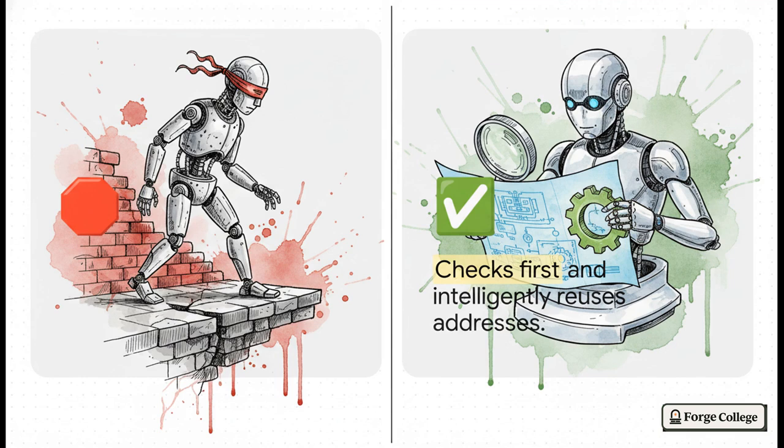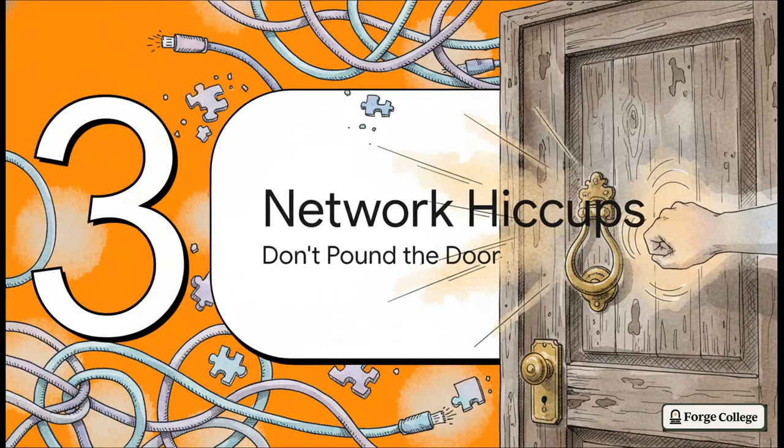But on the right side, the idempotent script. This one is smart. It actually checks for an existing deployment artifact file first. If it finds one, it either bails out entirely, or it intelligently reuses the existing address. It looks before it leaps. This is literally the fundamental difference between a script that causes you weekend headaches and a script you can actually trust to run automatically. Section 3.